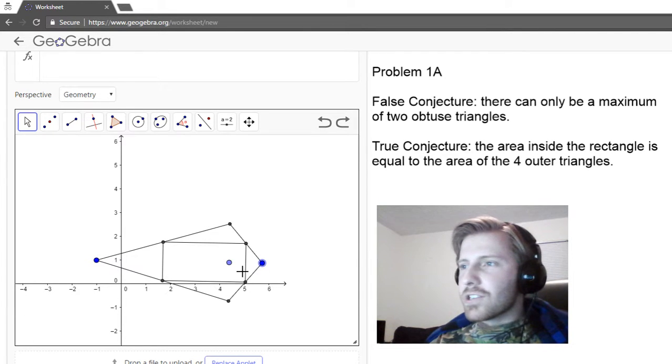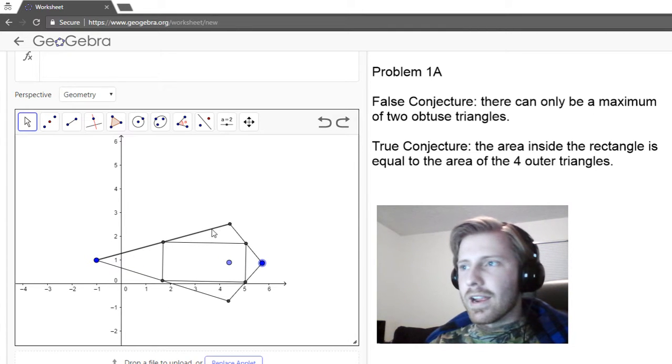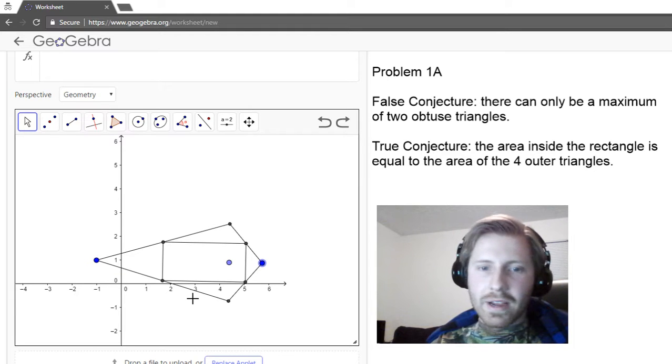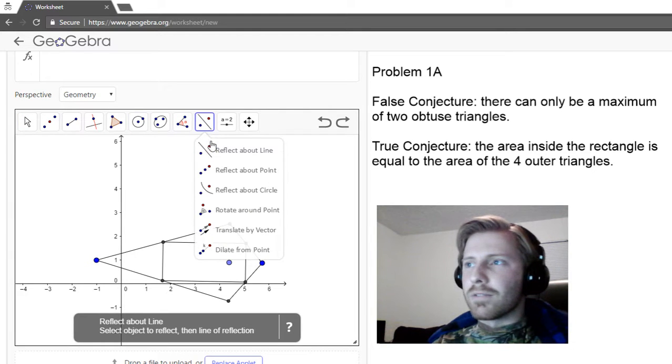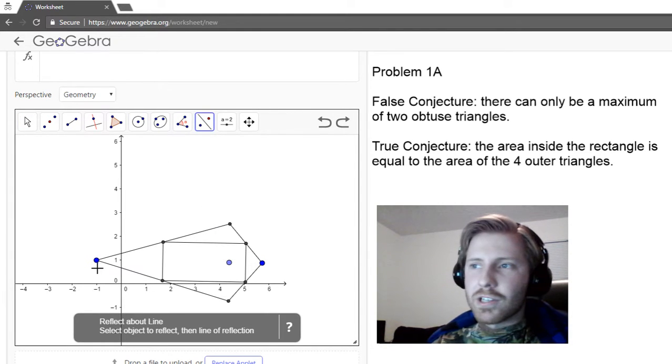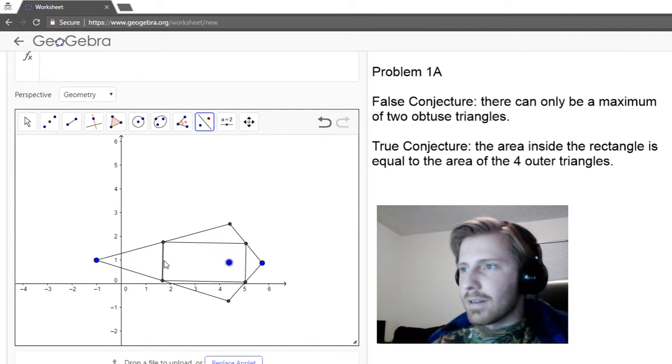My true conjecture states that the area inside of this rectangle is equal to the 4 areas of the other triangles combined. So, how can I show that this is true? We can use the reflect about a line function. I choose the point on this triangle, I choose this line segment.